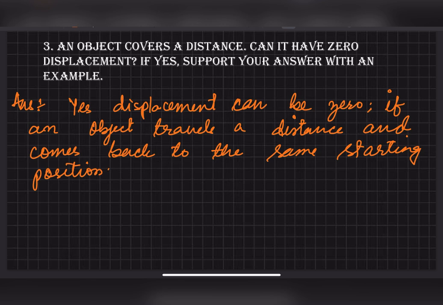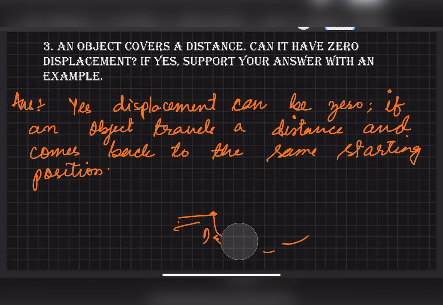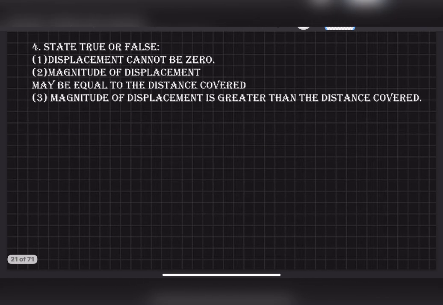Now look, let's say you are moving from here. You went like this, you reach here, you went like this, you reach here, and you came back here. This is your initial position, and E is your final position. Initial and final positions are the same, right? So what will be the displacement? Zero. Distance will obviously be AB plus BC plus CD plus DE, but displacement will be zero. Can it have zero displacement? Yes. If the object travels a distance and comes back to the same starting position, it will have zero displacement.